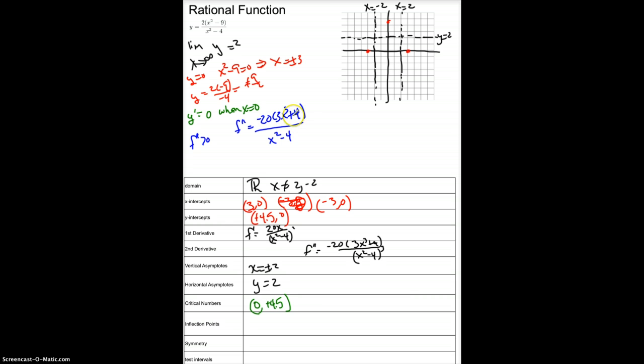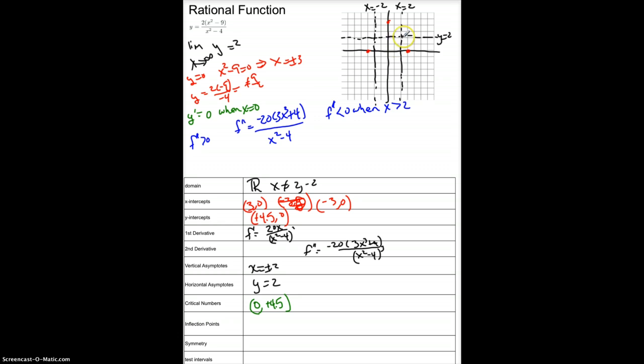If x is positive and greater than 2, this is going to be negative. So the second derivative, f double prime, is negative when x is greater than 2.